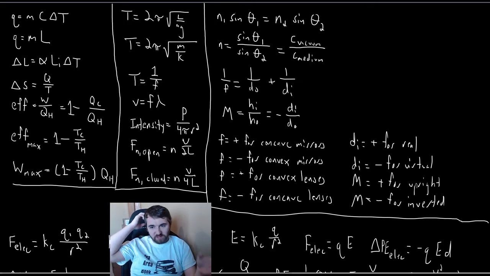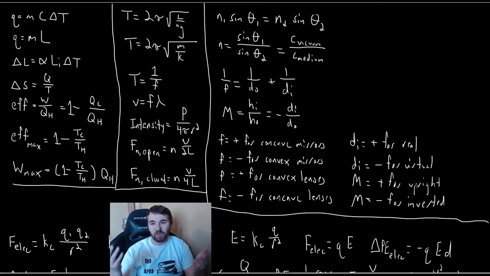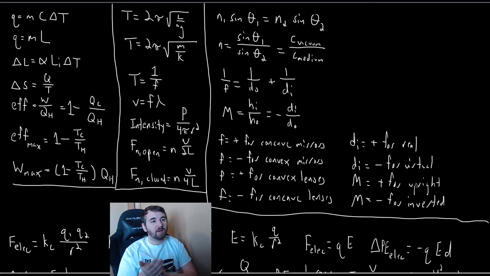N1 is the index of refraction for material 1. Sine theta 1 is the angle in that first material that is going to hit the boundary between the mediums. N2 is the index of refraction for the second medium. And then sine theta 2 is the refracted angle. So 1 is incident angle, 2 is refracted angle. N is equal to sine theta i over sine theta r. It's also equal to the speed of light in a vacuum divided by the speed of light in the medium.